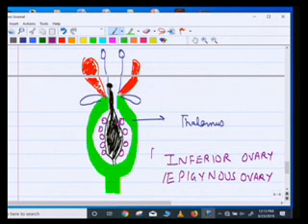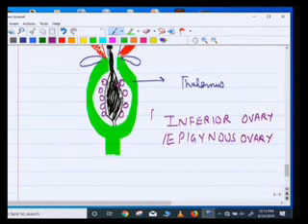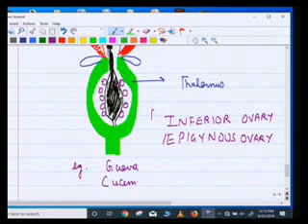Inferior ovary is seen in guava and cucumber, as mentioned in your NCERT. The botanical name of guava is Psidium guajava. Cucumber is Cucumis sativus.